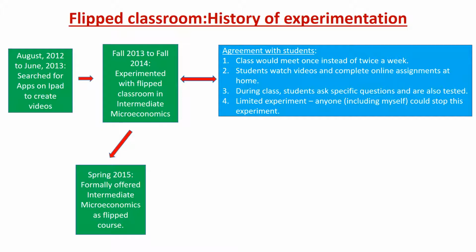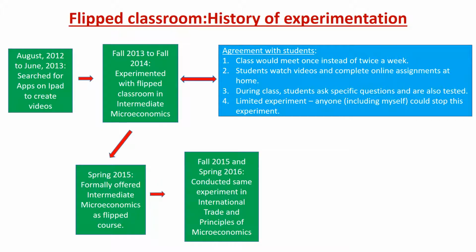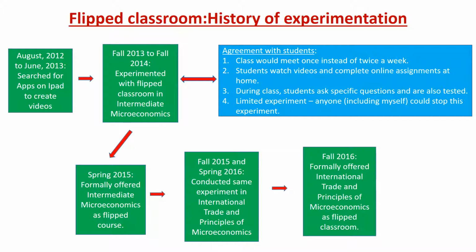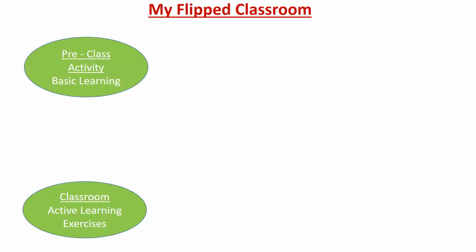And in spring 2015, I offered intermediate micro as a flipped course. And then I started experimenting in other classes, international trade and principles of microeconomics, and formally introduced these courses after experimentation in fall 2016. And now all these classes are being taught as flipped classes. Now, based on students' inputs and my impression, the structure of my flipped classroom has evolved over time, and this is what we have at present.